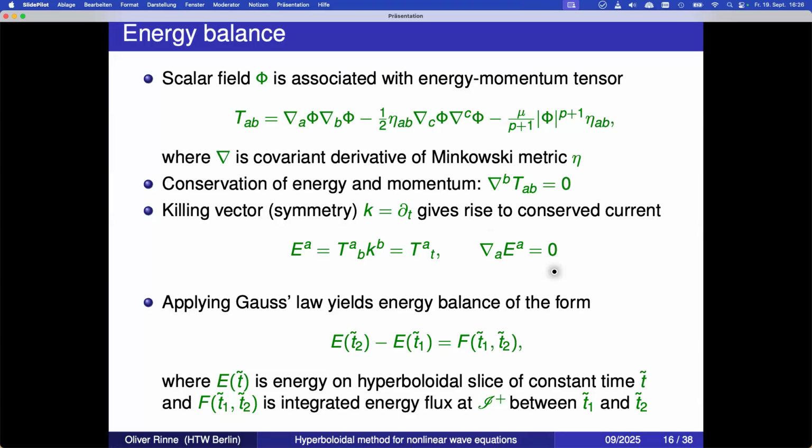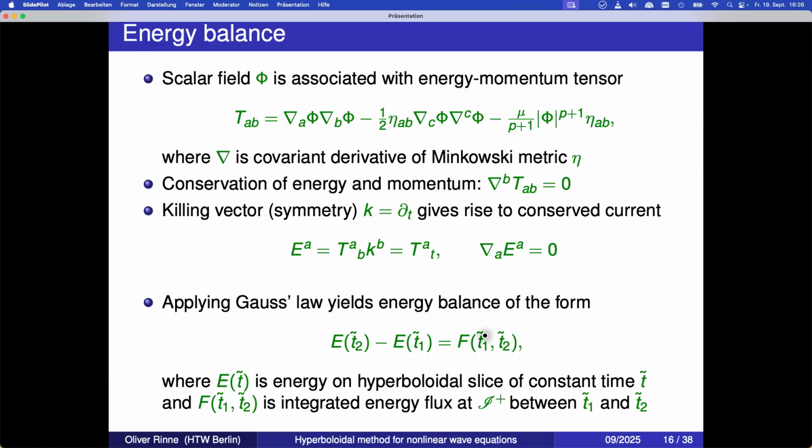And then I can apply Gauss theorem to this divergence-free equation here. And this gives me an energy balance. This energy balance basically tells me that if I compare the energy computed on two hyperboloidal slices of different hyperboloidal times t tilde, then I get something in between, and this something I can evaluate at infinity, and this comes out to be a flux, which I call F. More precisely, this is the integrated flux.